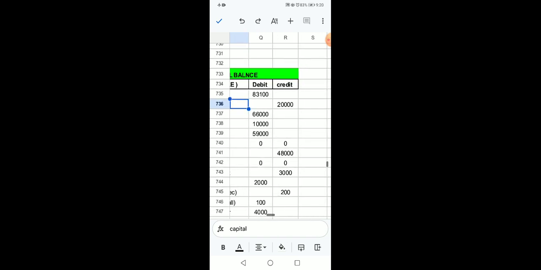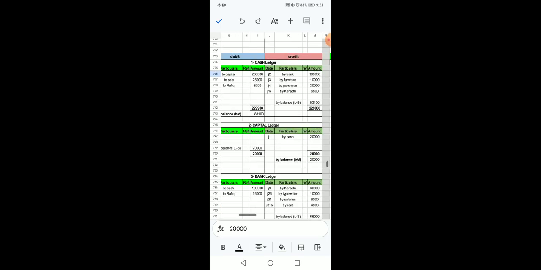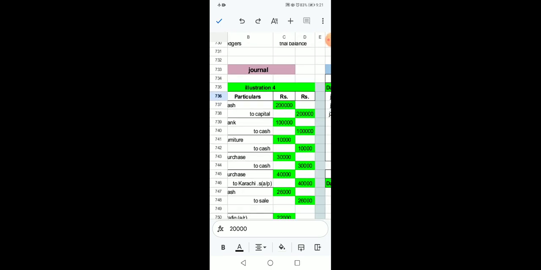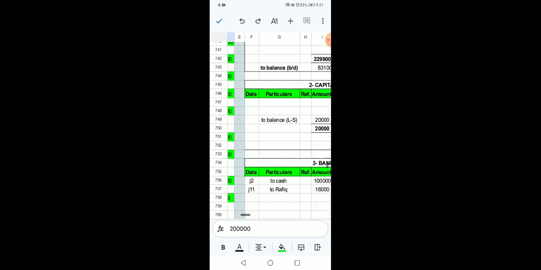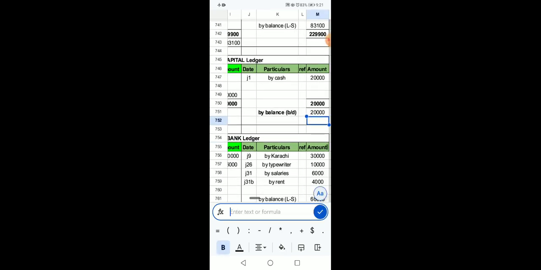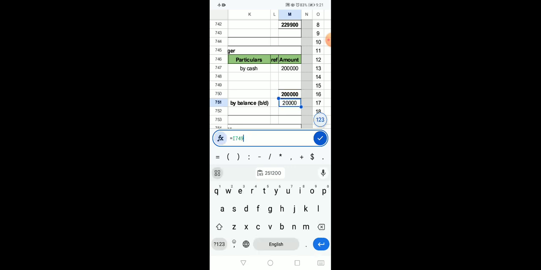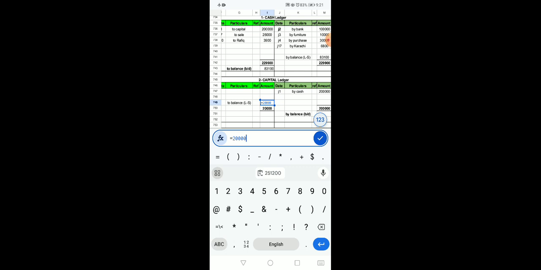One thing I have seen: capital is 20,000. It cannot be 20,000. Capital, okay. Let's see the entry for capital. Here you have capital and it is 2 lakh. So one zero is missing over here. Just write down one extra zero. It is a common thing; sometimes it happens. So you will write the same zero over here.